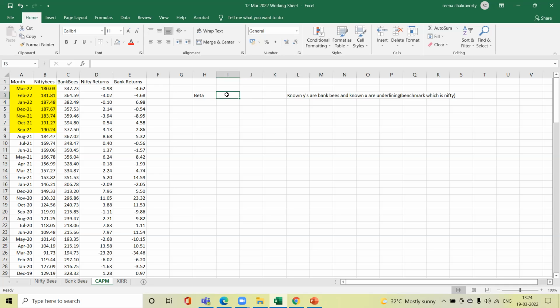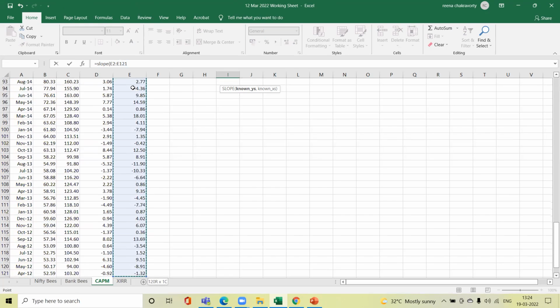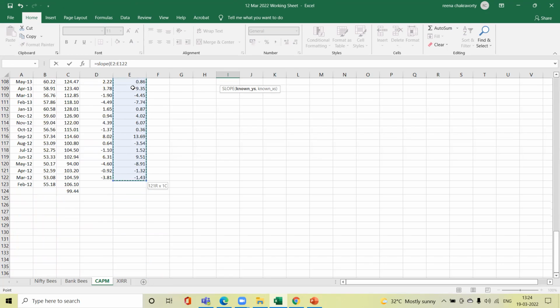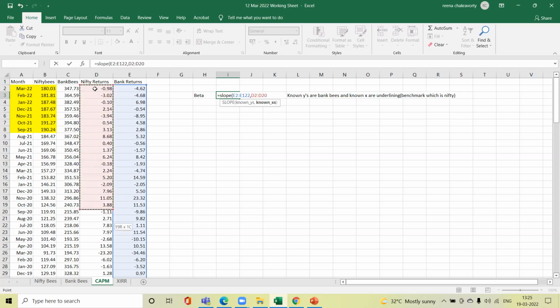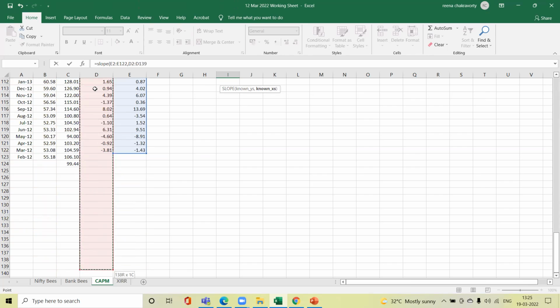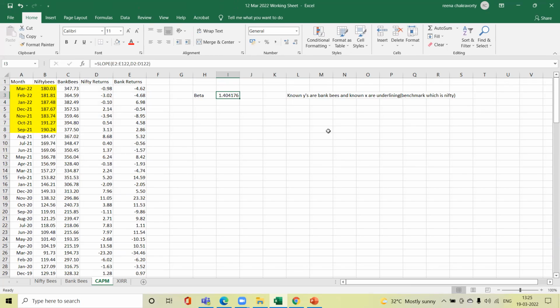Now come to I2 and slope. Of known Ys, which is E. E2 to E100 or E2 to E enter. Come down, select all of them. Comma, known X, which is D. Enter. Close the bracket and enter. So reduce that to number. So what it means is beta is 1.4.